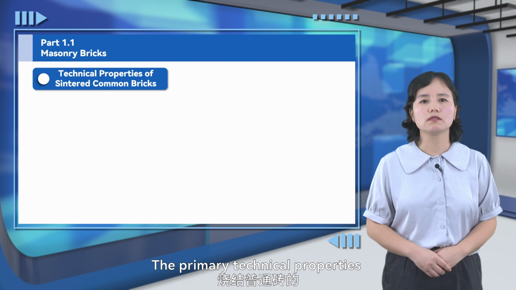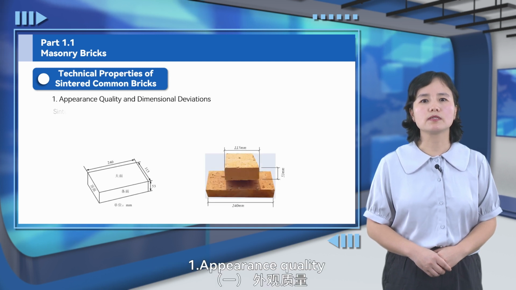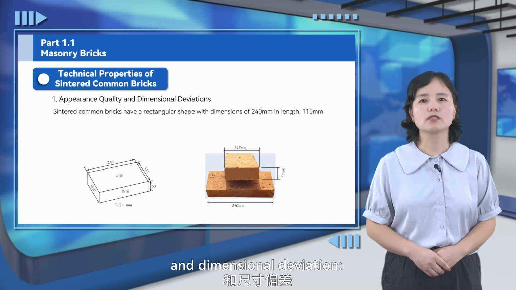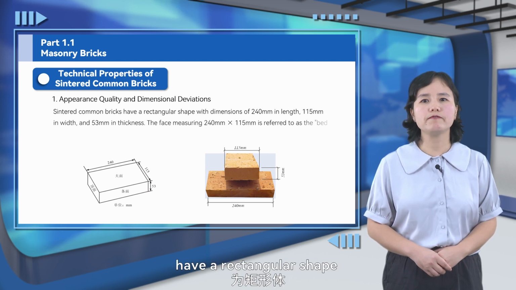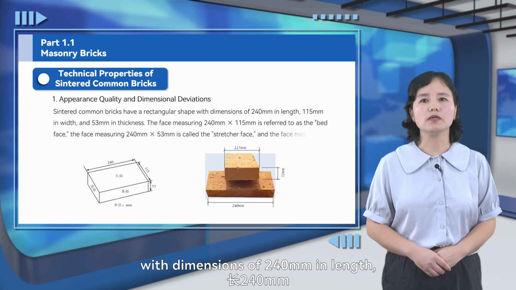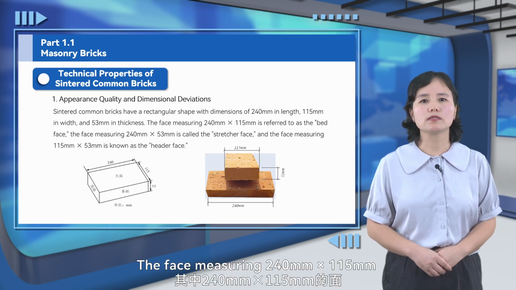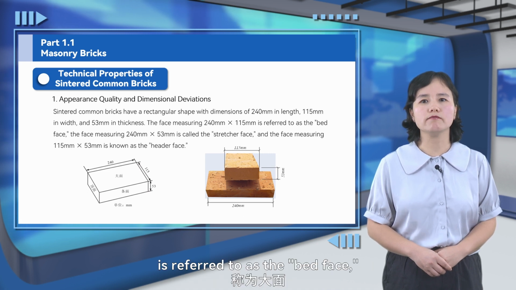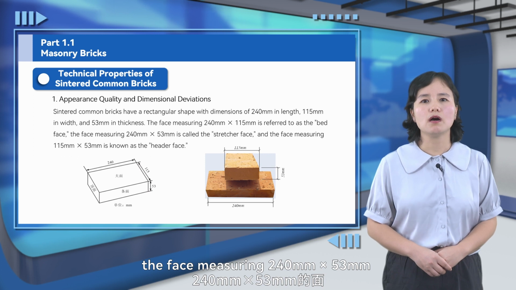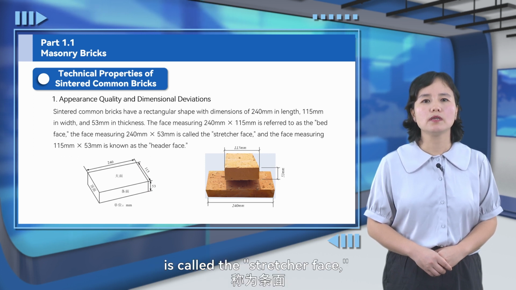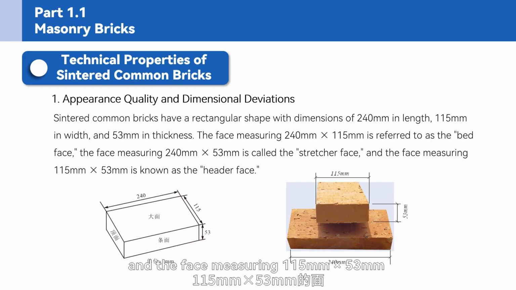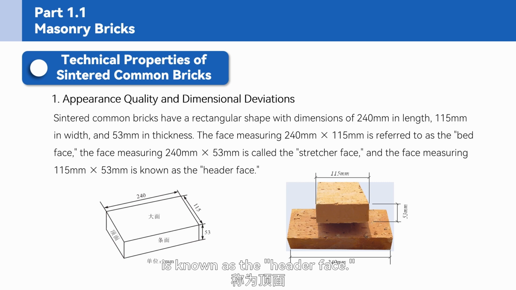The primary technical properties of sintered common bricks include: 1. Appearance quality and dimensional deviation. Sintered common bricks have a rectangular shape with dimensions of 240 mm in length, 115 mm in width, and 53 mm in thickness. The face measuring 240 mm times 115 mm is referred to as the bed face. The face measuring 240 mm times 53 mm is called the stretcher face, and the face measuring 115 mm times 53 mm is known as the header face.